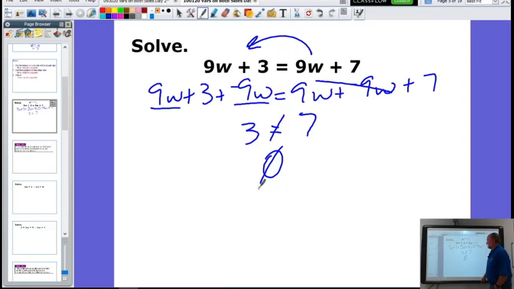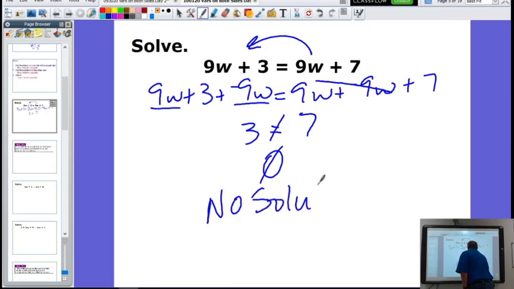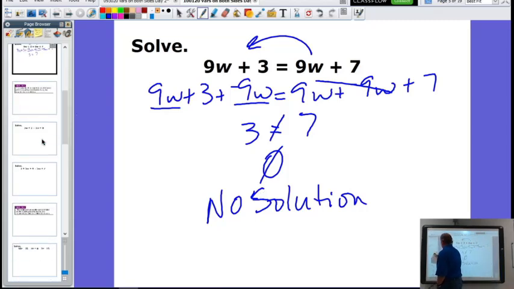The empty set says, basically, that there is not a number that I can put into W to make this a true statement. So that means that in this problem, there is no solution. There is not an answer that will work on this particular problem. So our answer is no solution. So if our variables are eliminated and you get a false statement, you write no solution or the empty set as your answer. Okay, so let's look at another one.